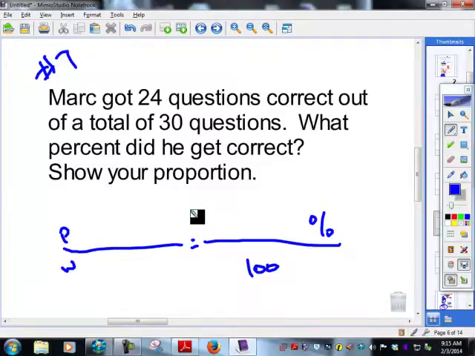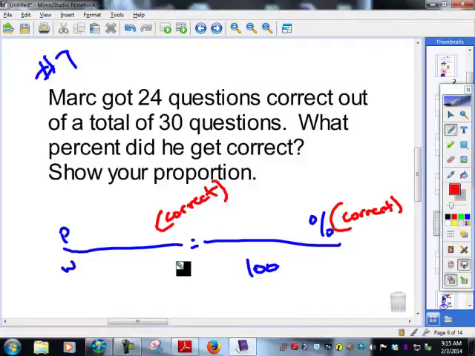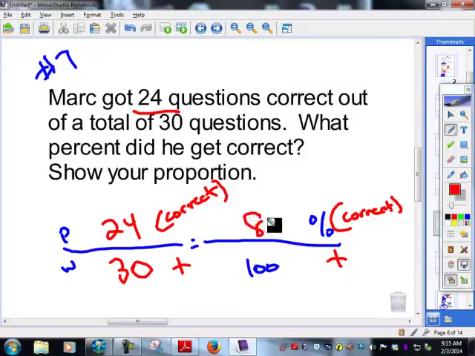Mark got 24 questions correct out of a total of 30 questions. What percent did he get correct? So, do we know the percentage, guys? No. But when we find the percent, what is it going to represent? The percent he got correct. This over here is going to be the real amount that he got correct. Does that make sense how we're lining up labels? Okay, good. This would be the total. So then you just have to line it up. He got 24 correct out of 30. We cross multiply and divide. We get 80%. Okay, cool.